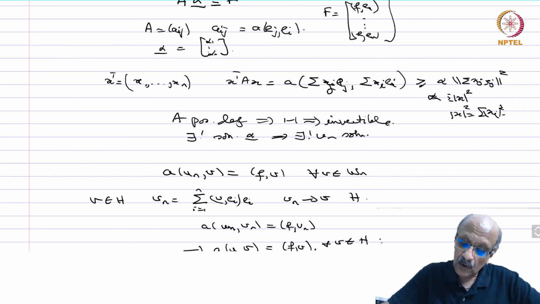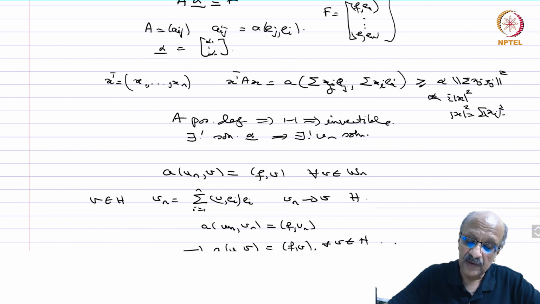Okay, so therefore we have proved Lax-Milgram lemma by this approximation process, at least for the separable Hilbert space. So we will continue the exercises.